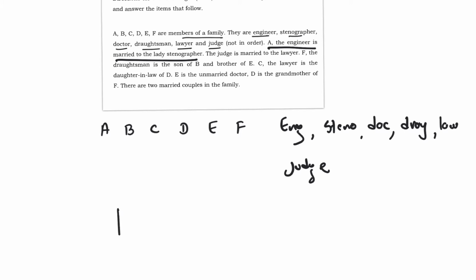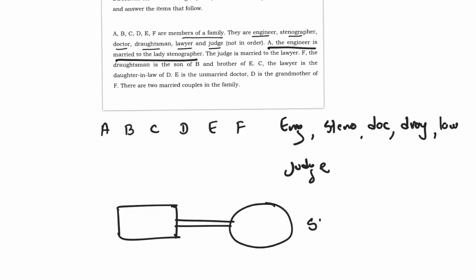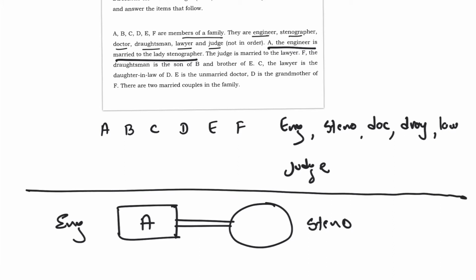Male will be represented by a box, my dear friends, for your reference sake, and female shall be represented like this. For a married couple, 2 parallel lines will be drawn between them. This is the relationship you need to follow for your reference. So A, the engineer, is married to lady stenographer. She is a lady, so she will be the stenographer. A, the engineer, will obviously be male, so we don't know which person is the stenographer and female here. So from here the solution begins, my dear friends.